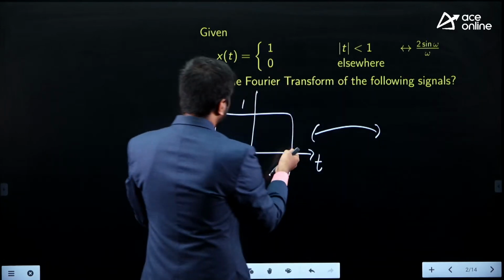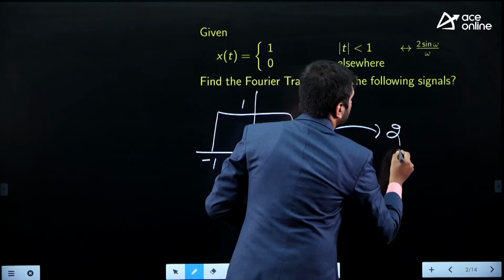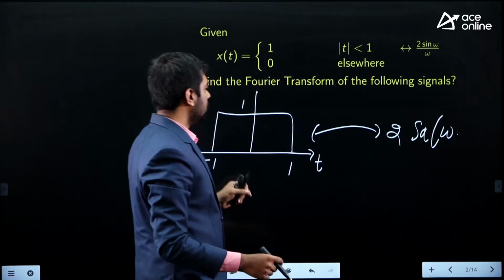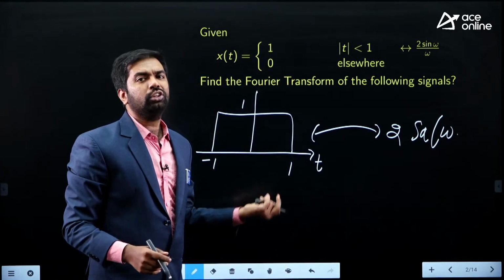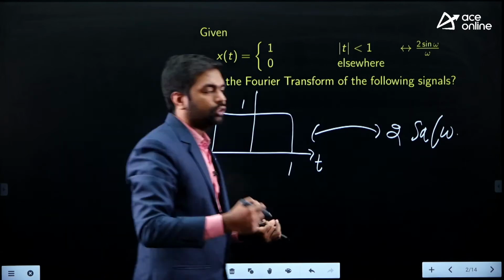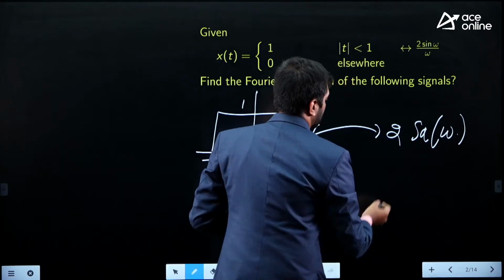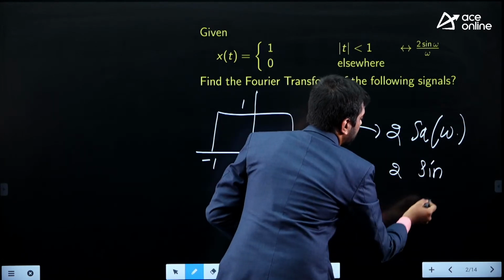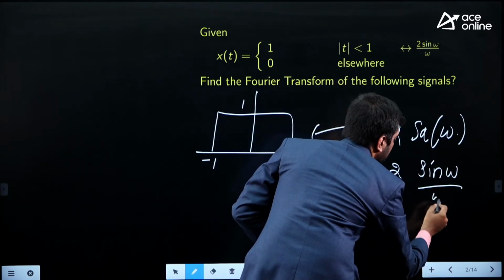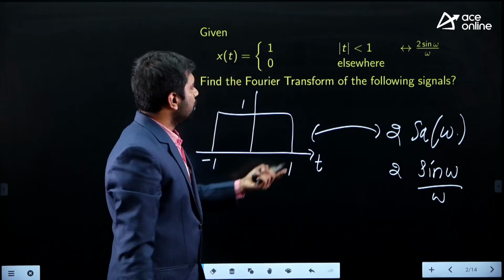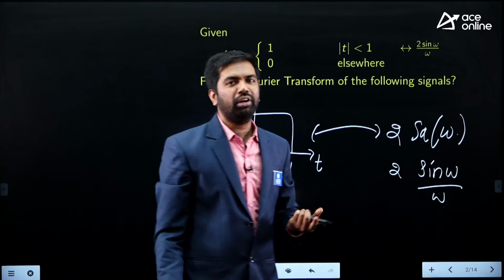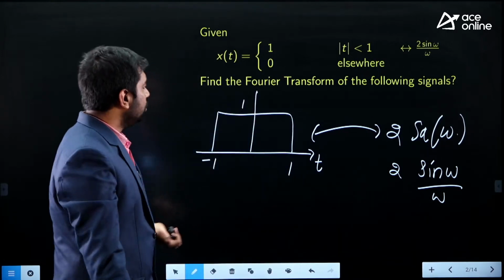Here the width is 2, the height is 1. So it's 2 sa of omega into width by 2. Width is 2, half of that is 1. That means simply sa omega. So what is sa omega? It is 2 sine omega by omega, retaining the 2. So I have verified. You might be thinking, it's already given, why has this fellow calculated it again? No, I want to generalize.